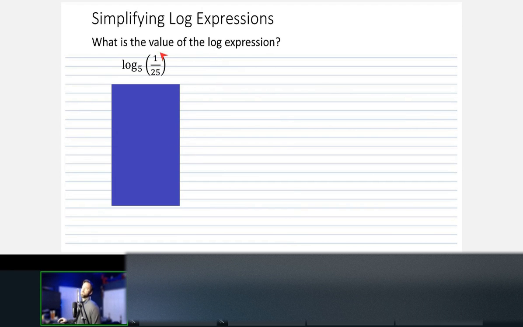Okay, this one says, what is the value of the log expression? So it wants you to simplify. All right, everyone quickly do this, and when you have an answer, put it in chat, please. Sorry, there's not enough time to wait for everybody.